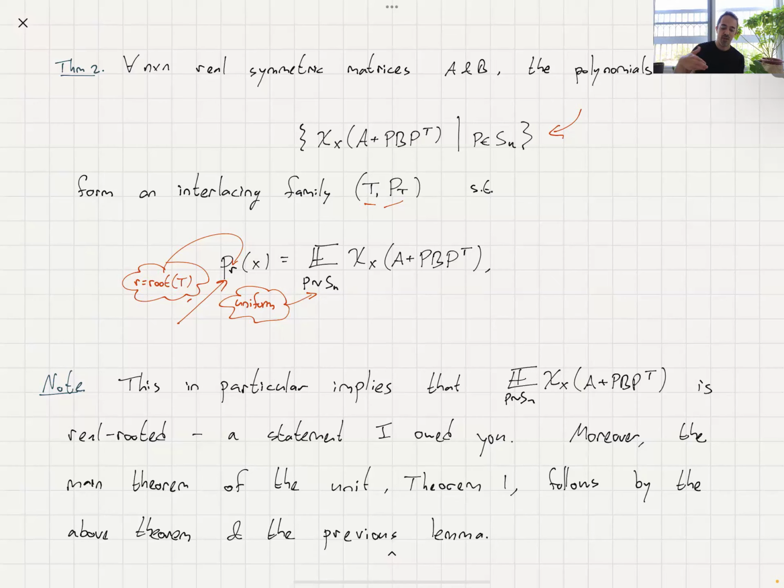It tells us in particular what I owed you for quite some time, namely that this polynomial is real-rooted. It's not obvious that it's real-rooted, and by me saying that this set of polynomials forms an interlacing family whose root is that polynomial, that immediately implies, because by the definition of interlacing family all polynomials are real-rooted, that also this polynomial is real-rooted.